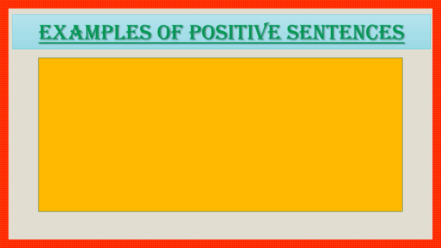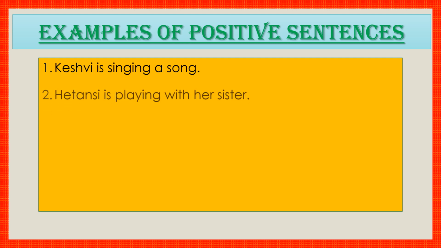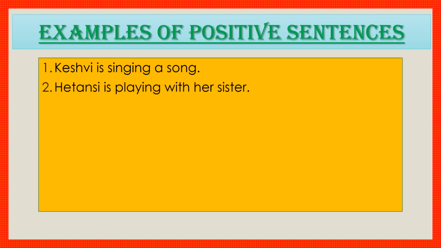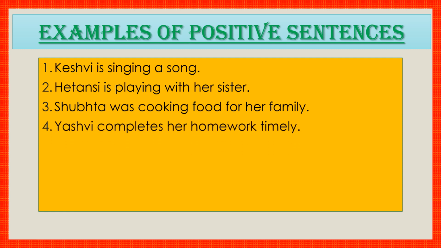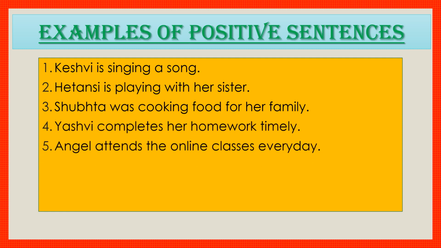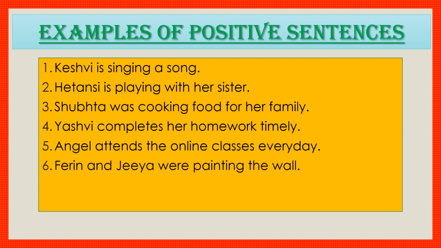Let us see some examples of positive sentences. Keshvi is singing a song. It is a simple positive sentence. Hitanshi is playing with her sister. Shubhta was cooking food for her family. Yashvi completes her homework timely. Angel attends the online classes every day. Farron and Zia were painting the wall. They were going to the school. So these all are the examples of positive sentences.